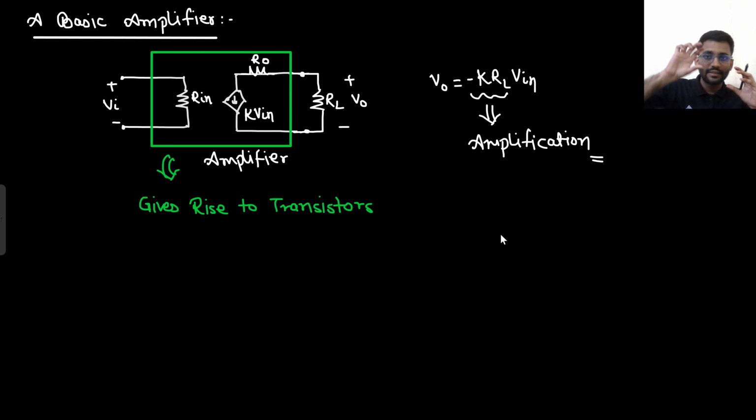This kind of amplifier can be made using 3-terminal or 4-terminal devices. 3-terminal devices are the BJT, bipolar junction transistor, and 4-terminal devices are the JFET and MOSFET. MOSFET is metal oxide semiconductor field effect transistor. We will study them one by one. First we will study MOSFETs. MOSFET is a 4-terminal device.